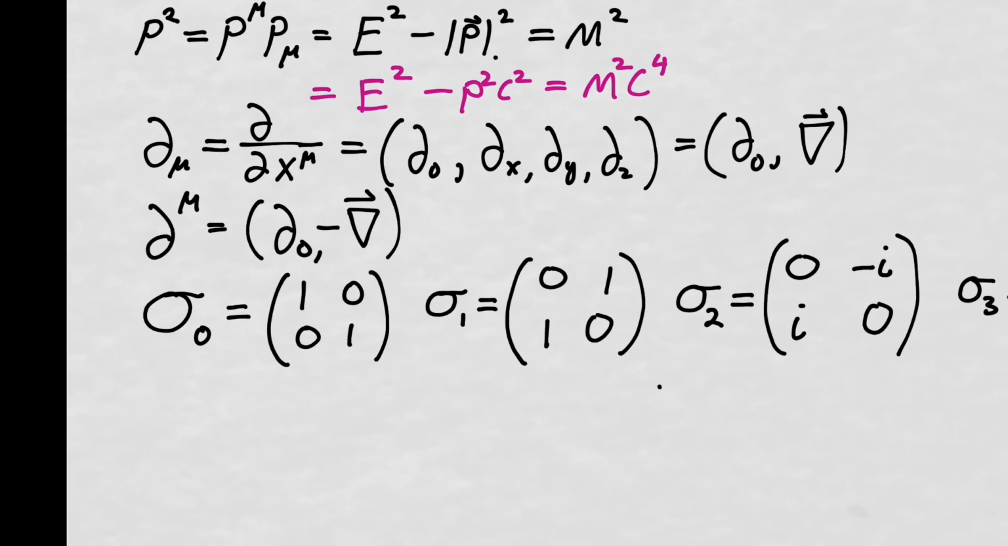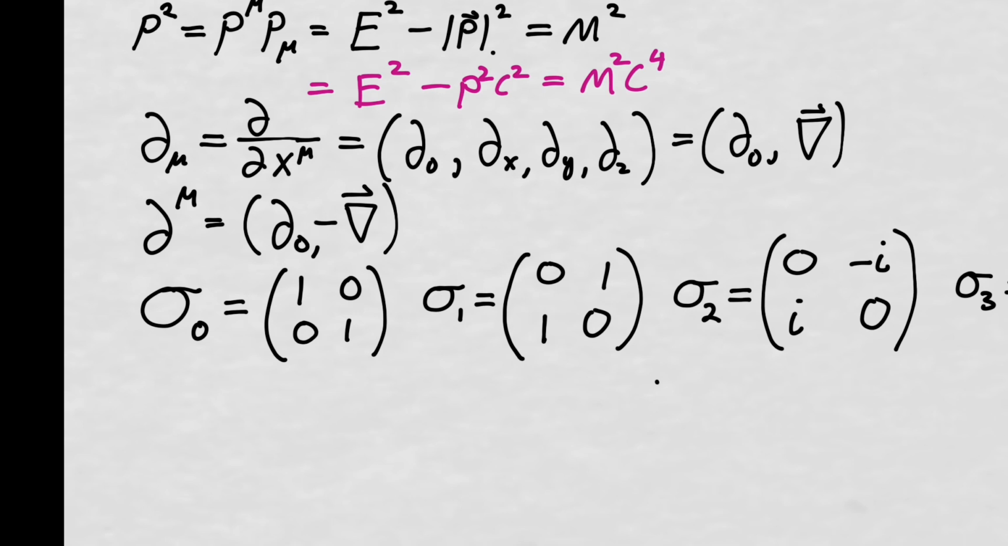Now let's look at some of these conventions regarding these derivatives. The partial derivative, the covariant form, is shorthand notation for the partial derivative with respect to the muth coordinate, and that's always just going to be partial 0, partial x, partial y, partial z. Because we're dealing with mu, I probably should have written that as partial 0, partial 1, partial 2, partial 3, right? So 1, 2, and 3, x, y, and z.